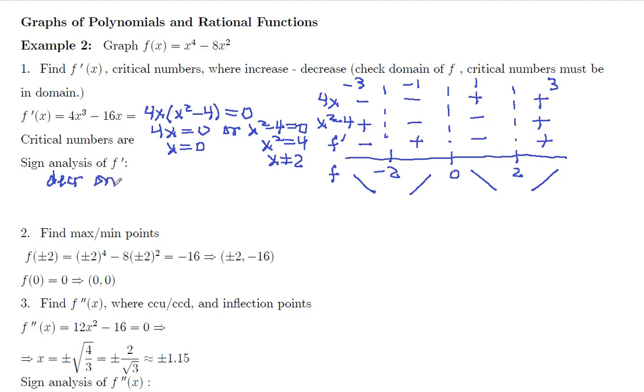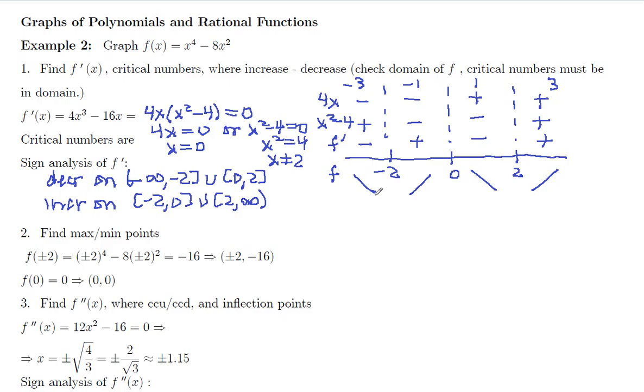So we are decreasing on the intervals negative infinity to -2, closed, and then also here 0 to 2. And then increasing -2 to 0 and 2 to infinity.